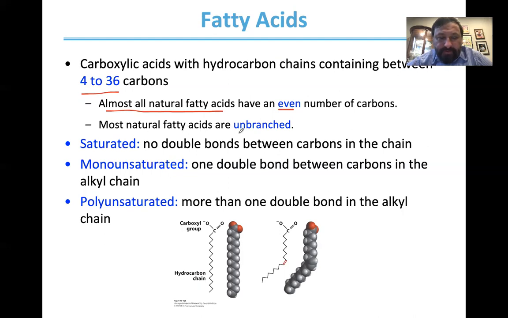Most natural fatty acids are unbranched, and they are saturated, with no double bonds between carbons in the chain. Monounsaturated has one double bond, right? So this will be monounsaturated. So this is no double bonds, saturated; monounsaturated; and polyunsaturated. These ones have more than one double bond in the alkyl chain.